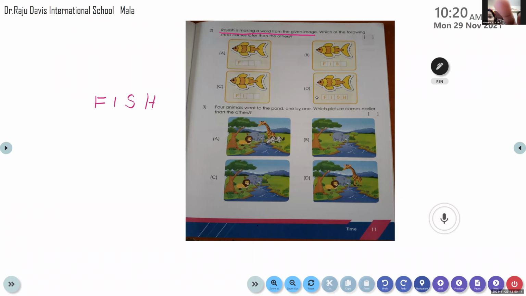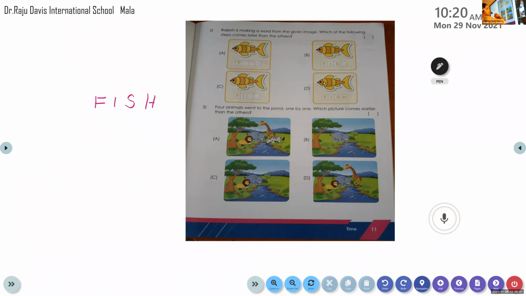D. See, later means after, means at the last step. So is it A, B, C, or D? Which is the last step? He will write H, no? So that word will be completed. So which is the correct answer?